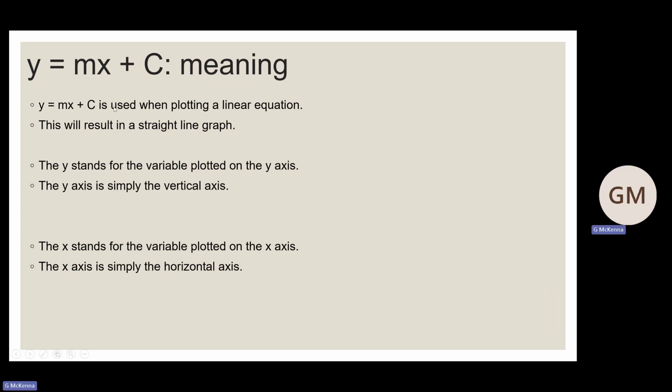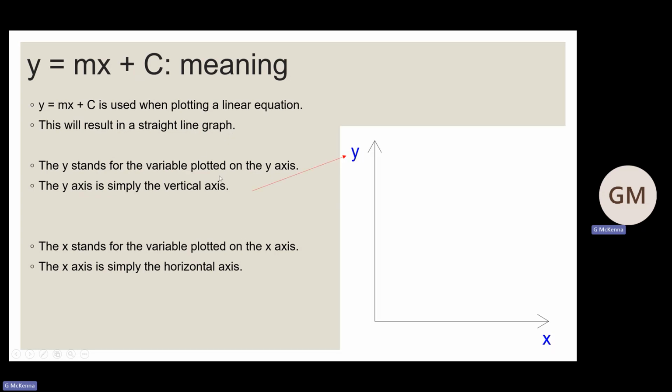So, first of all, y equals mx plus c is used for plotting a linear equation, and this will result in a straight line graph. Now, the y stands for the variable that's plotted on the y-axis, and I'm sure you're aware from your junior science and mathematics that the y-axis is simply the vertical axis, which you can see outlined here. Now the x stands for the variable that's plotted on the x-axis. And again, the x-axis is quite simply the horizontal axis, which you can see here. Again, you might just want to pause the screen and copy down these notes before we continue.